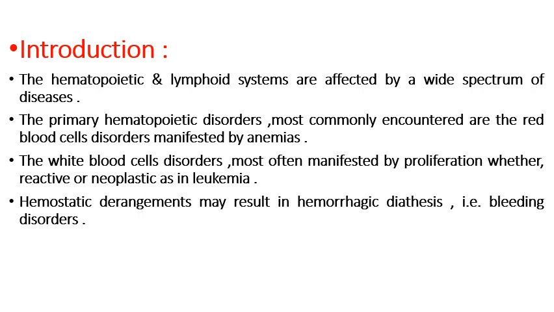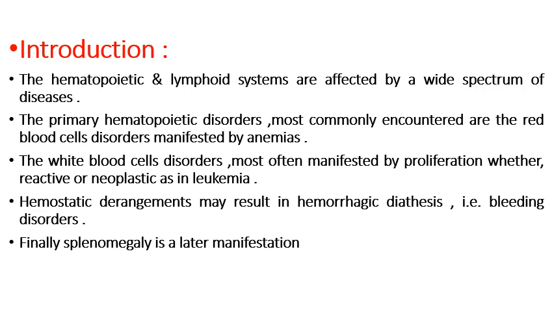Hemostatic derangement. What is the meaning of hemostatic derangement? When there is an abnormality in the coagulation system, an abnormality in the coagulation cascade, the patient has a bleeding tendency. This is a hemorrhagic diathesis. Finally, splenomegaly is a later manifestation of blood disease.